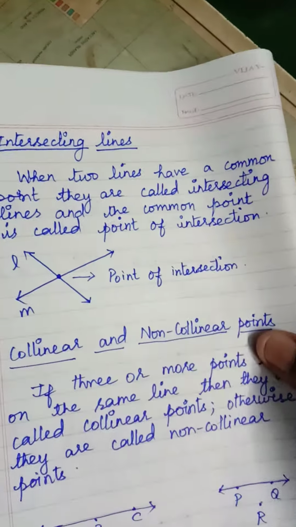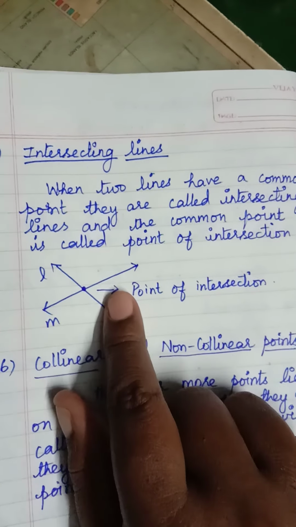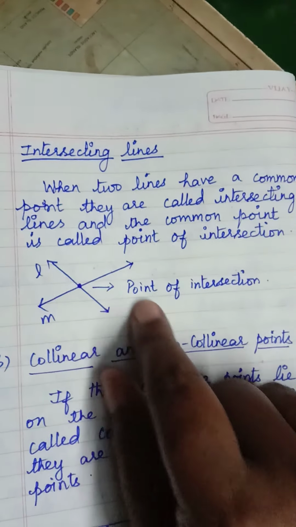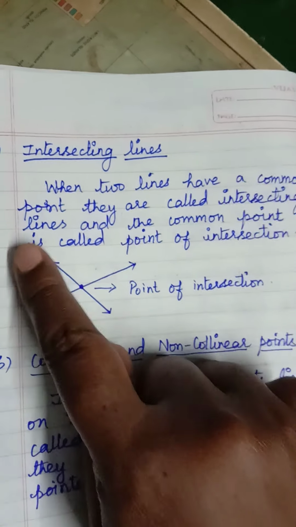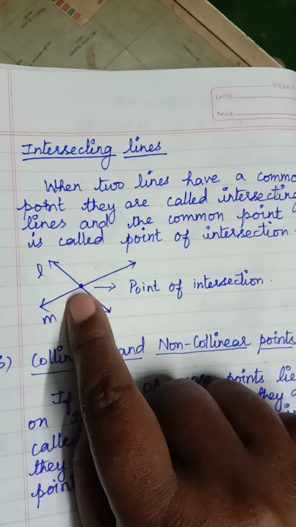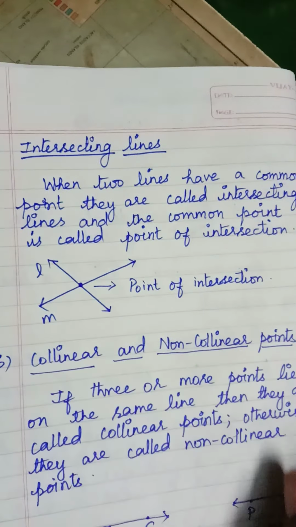Next, what are intersecting lines? When two lines have a common point, they are called intersecting lines, and this common point is called the point of intersection. See, these two lines, they intersect at this point. This point is known as point of intersection. This line M and this line L, they are intersecting at this point of intersection. This point where they meet is known as point of intersection.